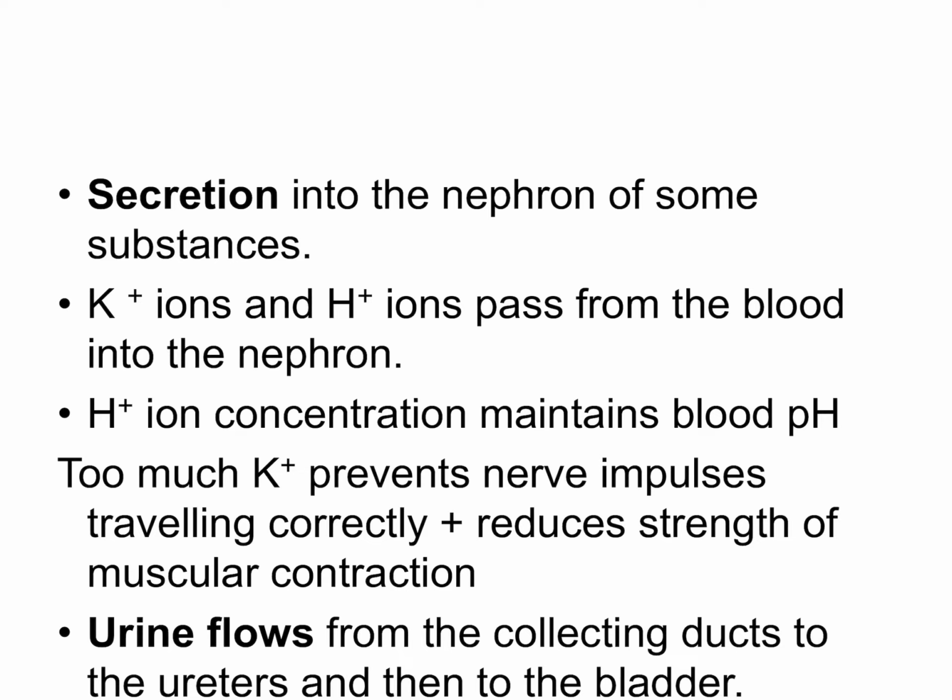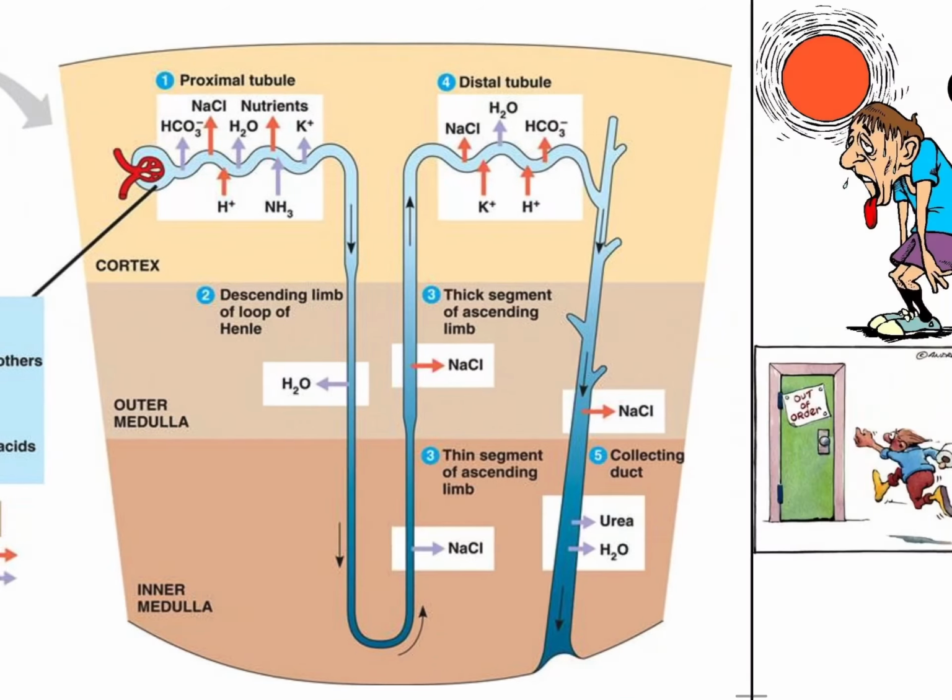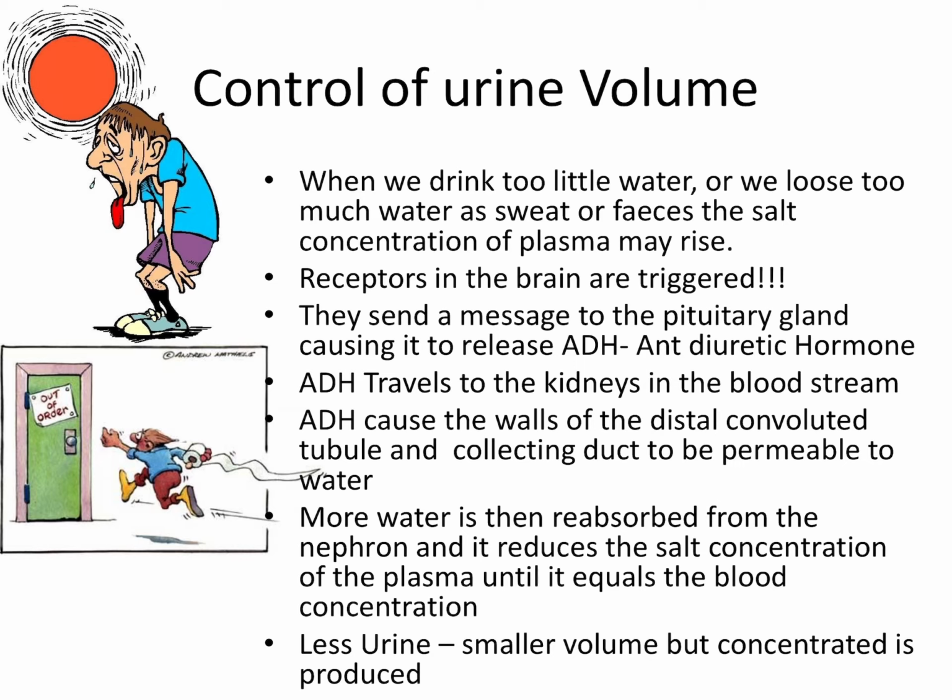Too much potassium prevents your nerve impulses travelling properly and can also reduce the strength of muscle contraction. And too many hydrogen ions will make your blood very acidic. So remember, the hydrogen ion concentration controls pH. The more hydrogen ions you have, the more acidic your blood is, the lower the pH. So the job of the collecting duct and the distal convoluted tubule is to secrete these substances into the nephron, into the collecting duct, and then we'll get rid of them in our urine.